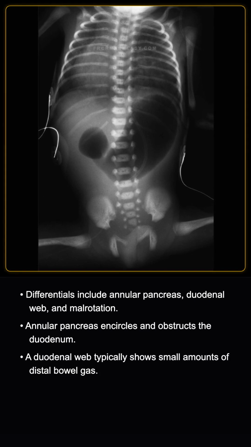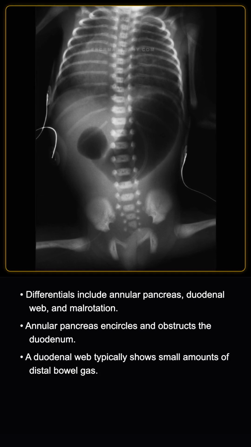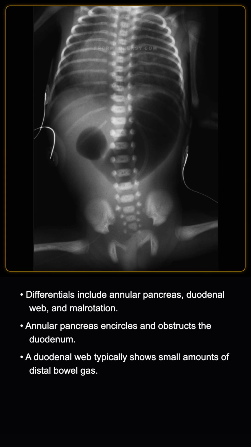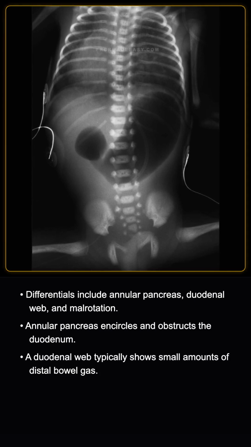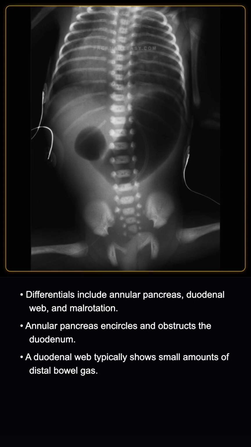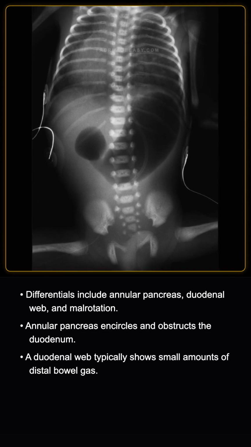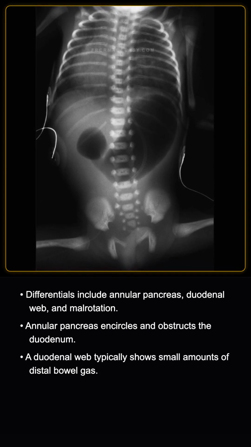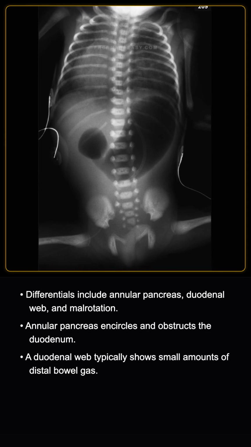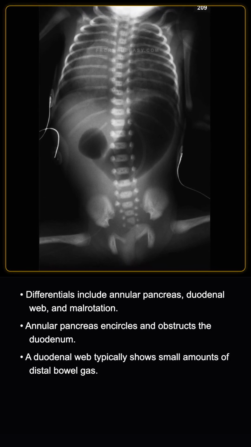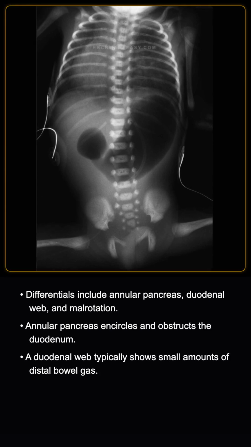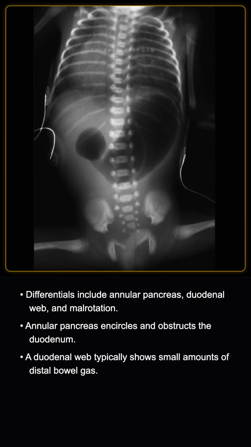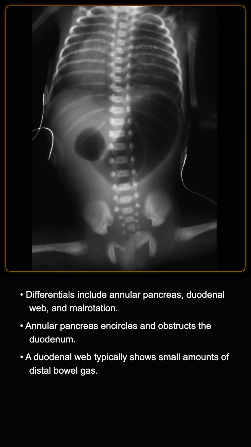Okay, the differential diagnosis for a double bubble sign includes annular pancreas, a duodenal web, and midgut volvulus secondary to malrotation. Annular pancreas occurs when a band of pancreatic tissue encircles and obstructs the second part of the duodenum. A duodenal web typically causes an incomplete obstruction, meaning we would expect to see small amounts of distal bowel gas. Finally, peritoneal bands known as Ladd's bands can cause duodenal obstruction in the setting of malrotation.